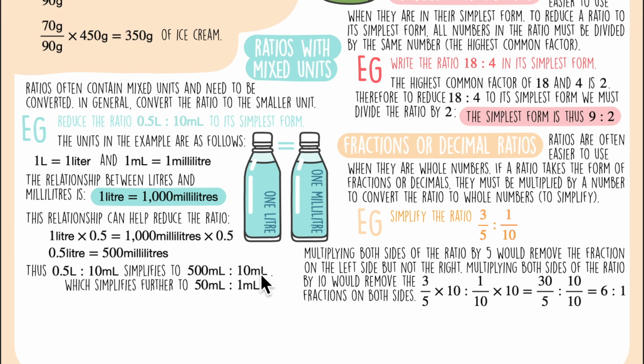Hopefully you can see that this can be simplified further. We can divide both sides by 10, i.e. get rid of this 0, get rid of this 0. So we get the ratio as 50 millilitres to 1 millilitre. In general, with these kind of questions, you want to convert the ratio to the smallest unit, i.e. we went from litres to millilitres rather than millilitres to litres.